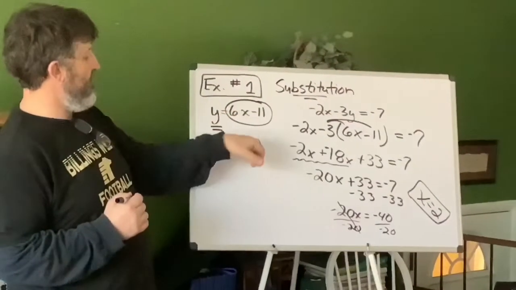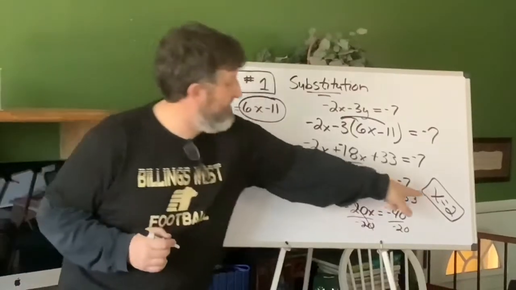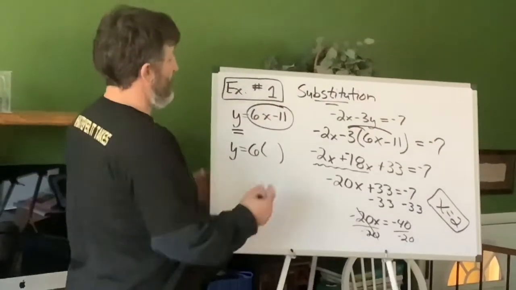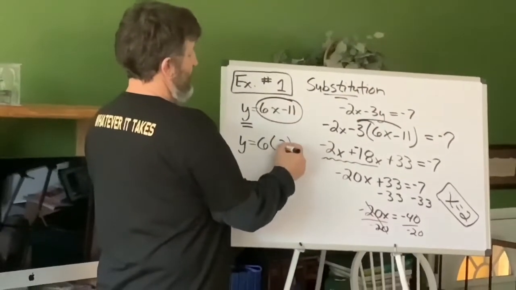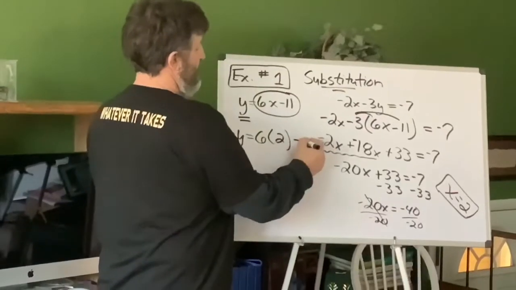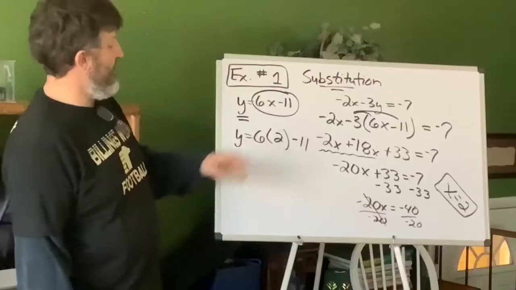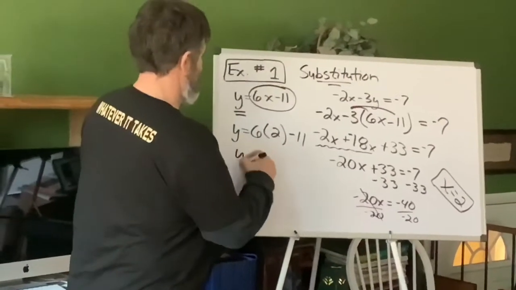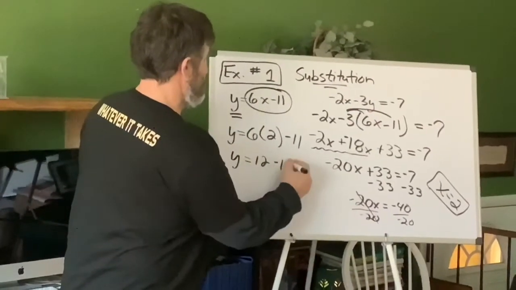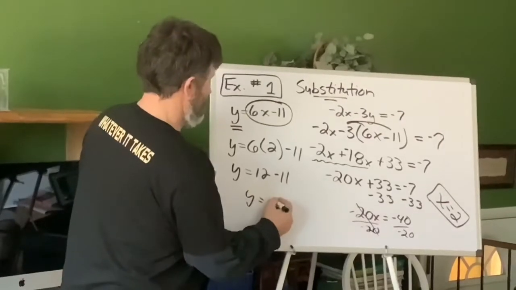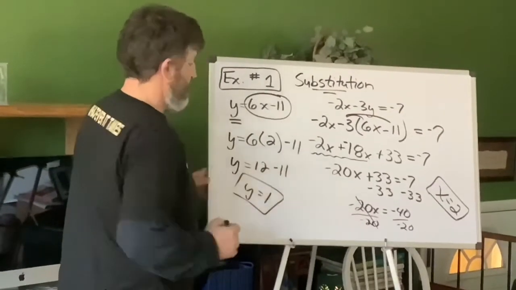Okay, x comes out. I'm using parentheses. What does x equal? X equals 2. X comes out of the game. 2 goes into the game. Minus 11. Okay, 12 minus 11. Let's do it right here. Y equals 12 minus 11. Y equals 1. All right.